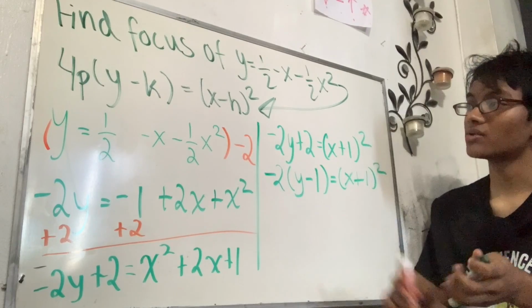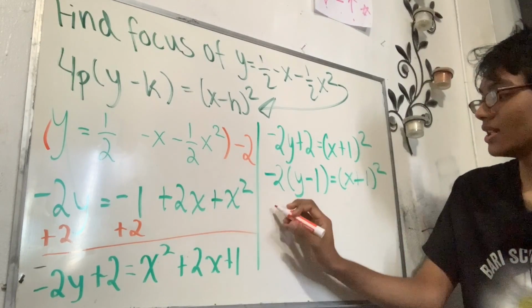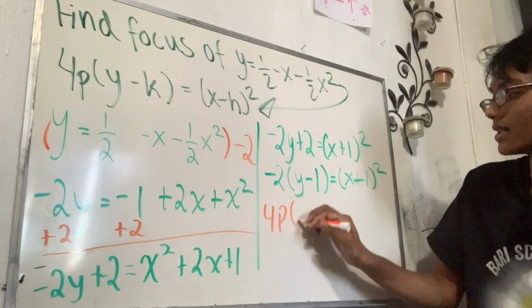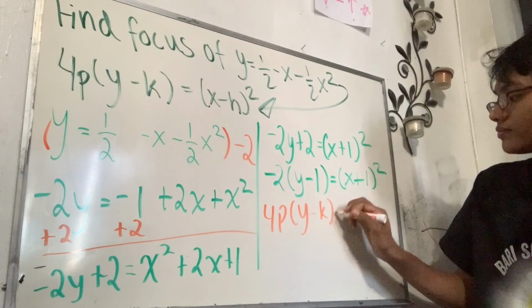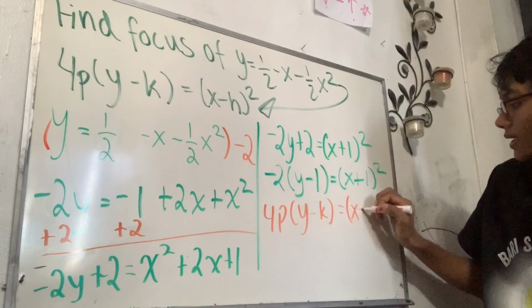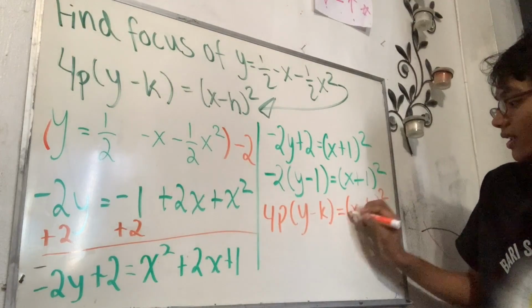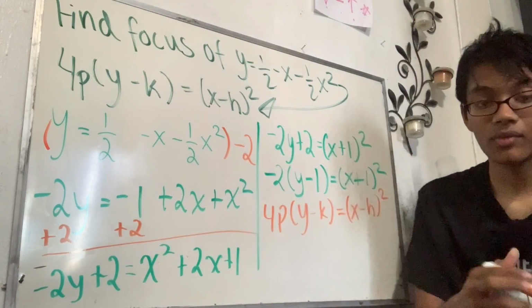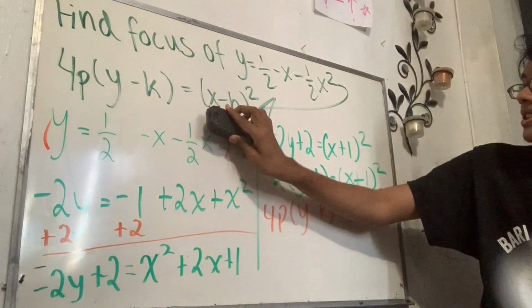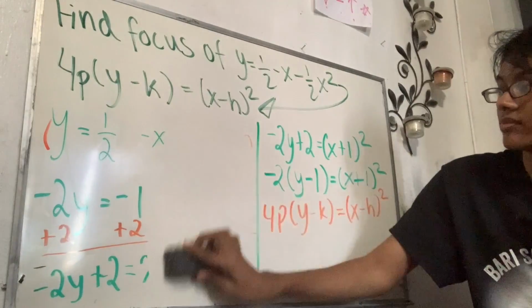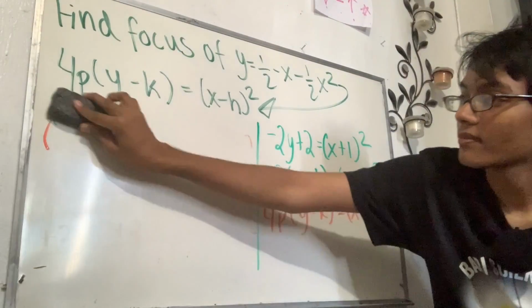Okay, so let's write the form we desired in the beginning. That's 4p times y minus k is equal to x minus h squared. That's the form we wanted, and this is the form we got. So now we're very close to finding the focus of the parabola. So let me just go ahead and erase all of that.